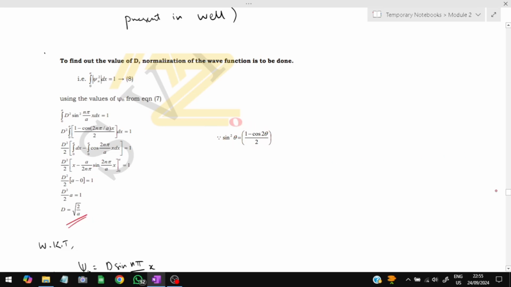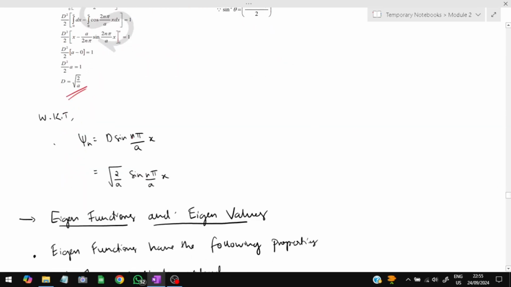So we know that w is equal to d sine n pi by a into x. So substitute the d value here. This is the final equation.